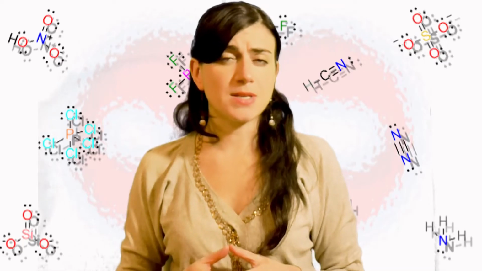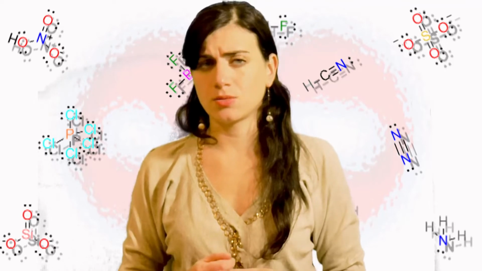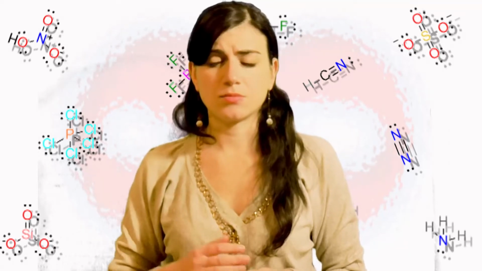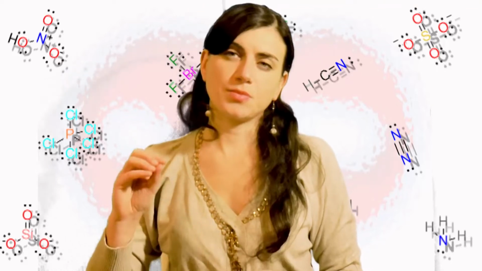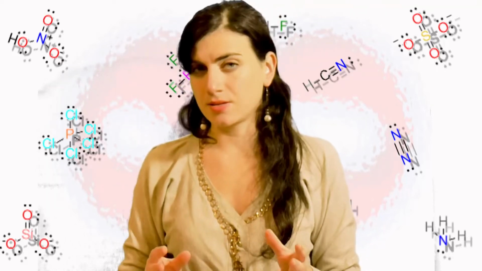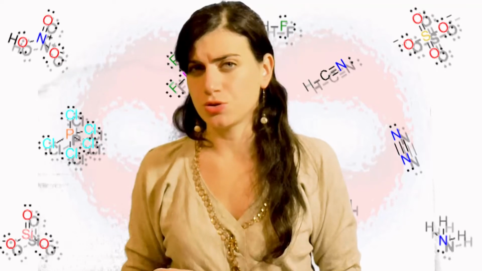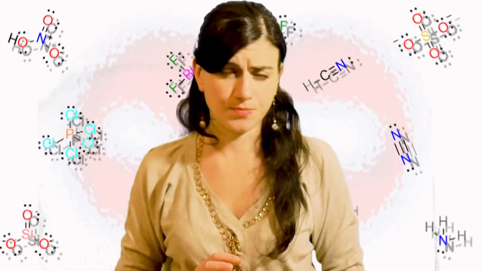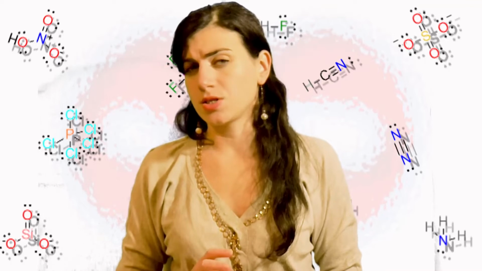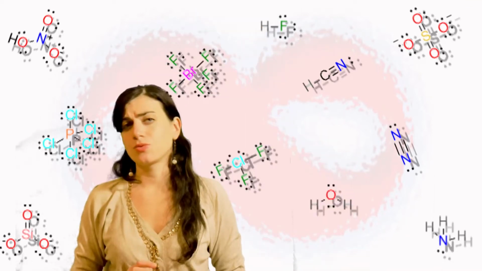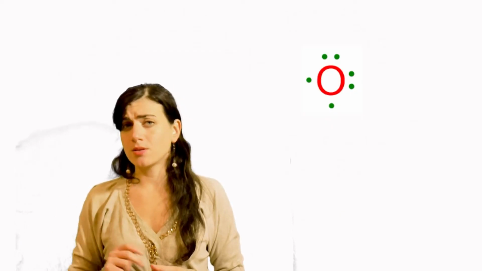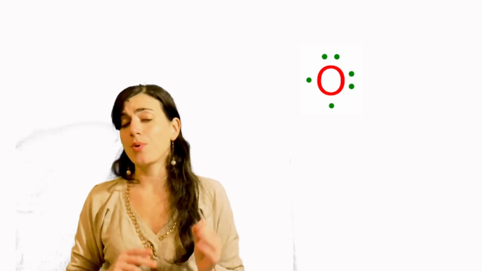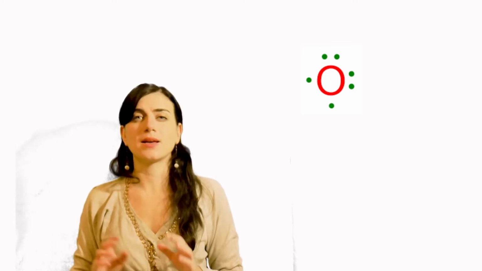Why are the electrons sometimes unpaired and sometimes paired? This is because the electrons reflect the electronic configuration of the element. Let's take oxygen again. In the Lewis symbol of oxygen, we have 2 paired electrons and 2 unpaired electrons. Why is it like that?